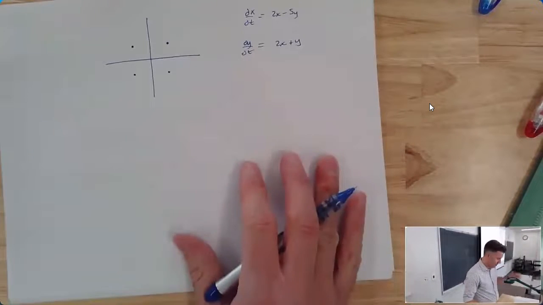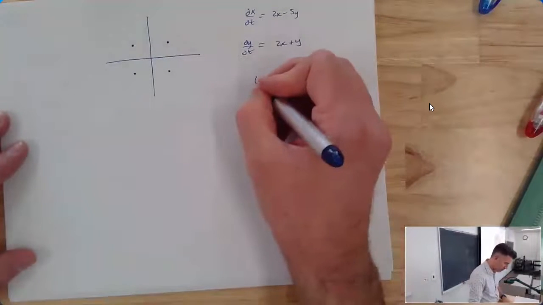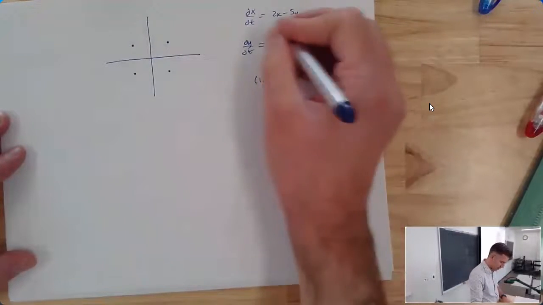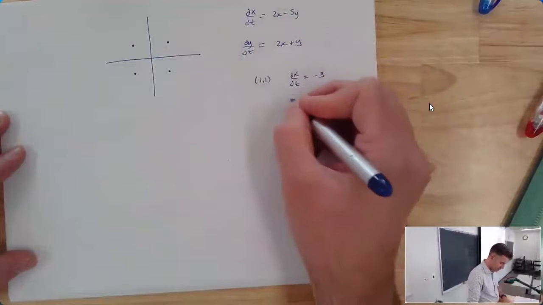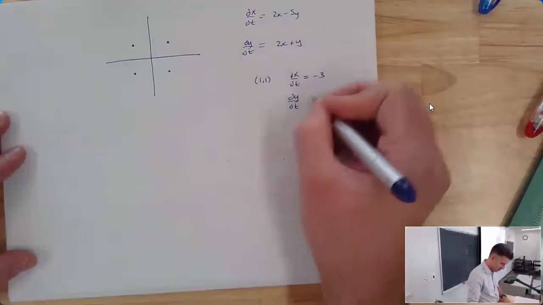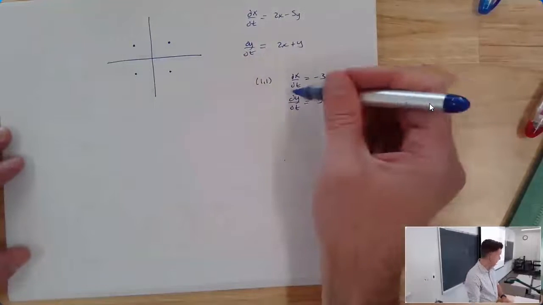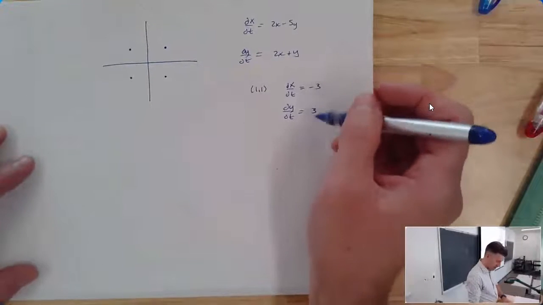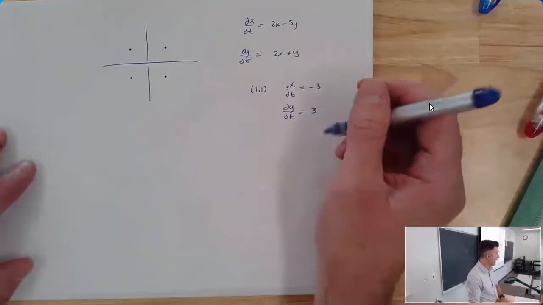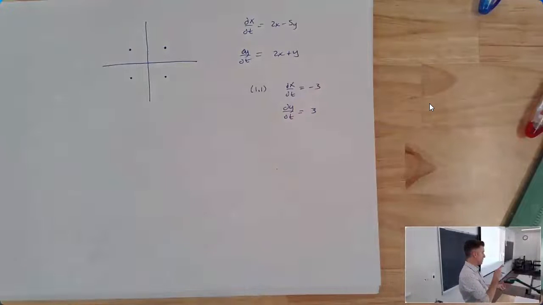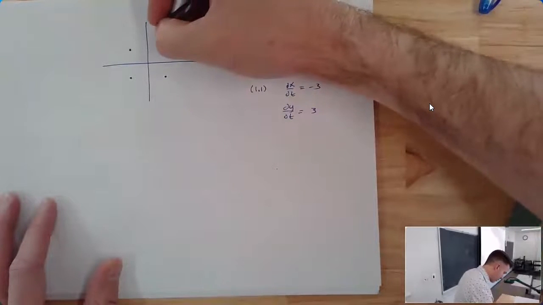If I pick the point (1, 1), I get that dx/dt is equal to 2 minus 5, which is -3, and dy/dt is equal to 2 plus 1, which is 3. So at the point (1, 1), I'm pointing left because dx/dt is negative, and up because dy/dt is positive, and in the same amount. So I'm pointing exactly up and to the left, Northwest, if you like.